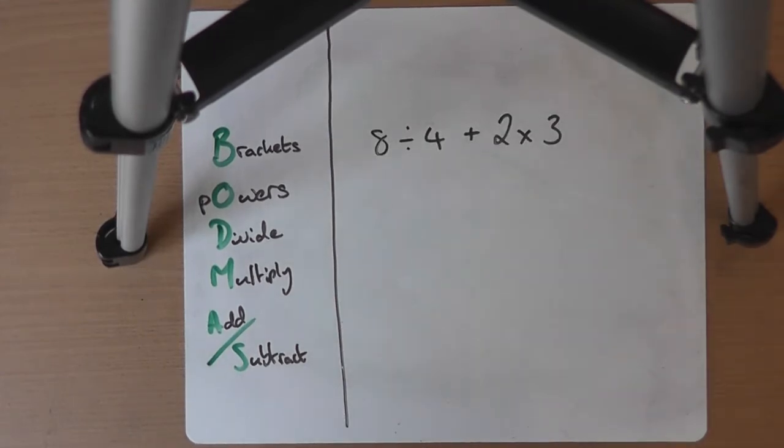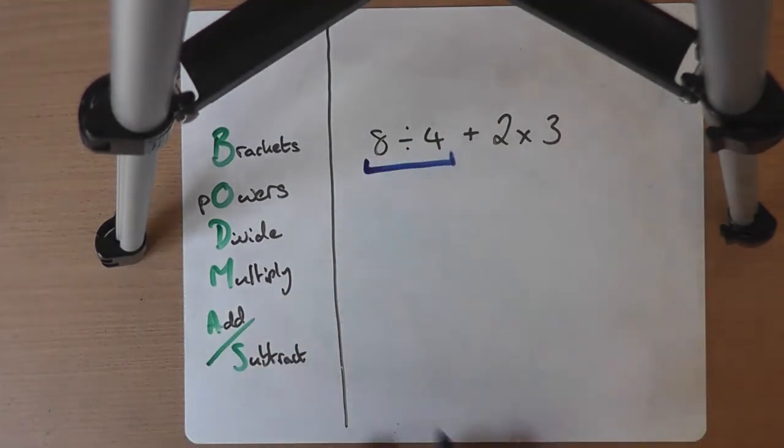8 divided by 4 plus 2 times 3. So we're going to check through our order again, brackets first. There are no brackets in this question, so that's okay. Powers, right, there aren't any powers either, so that's fine, we can skip to the next one. Divides, there is a divide. So here is the divide sign, and we are looking at the number in front and the number immediately afterwards. So this is the divide that we need to do.